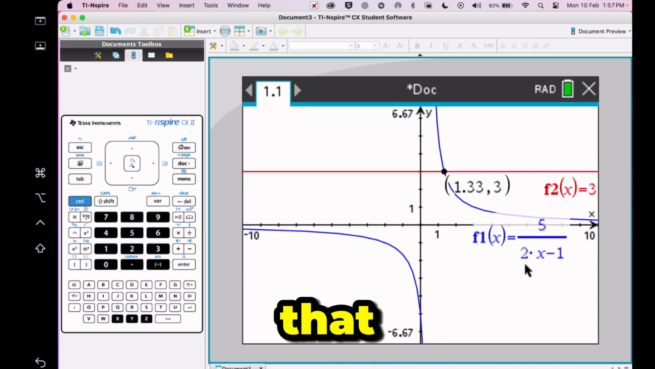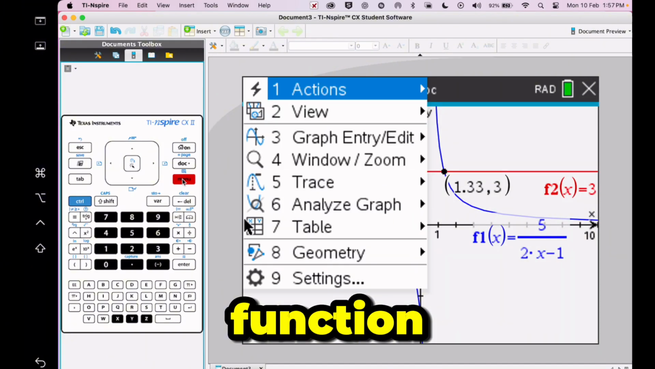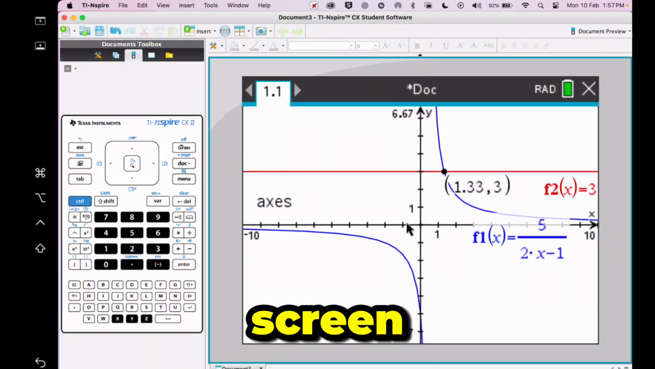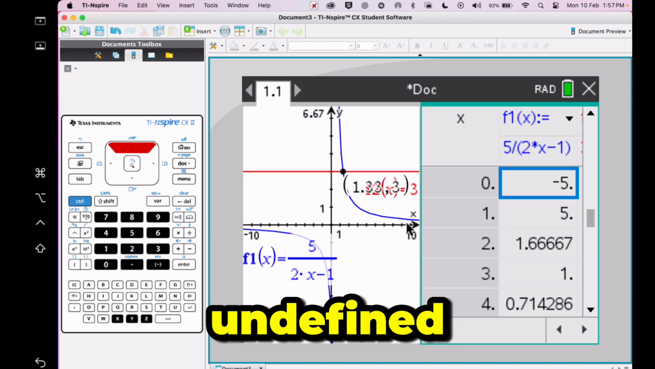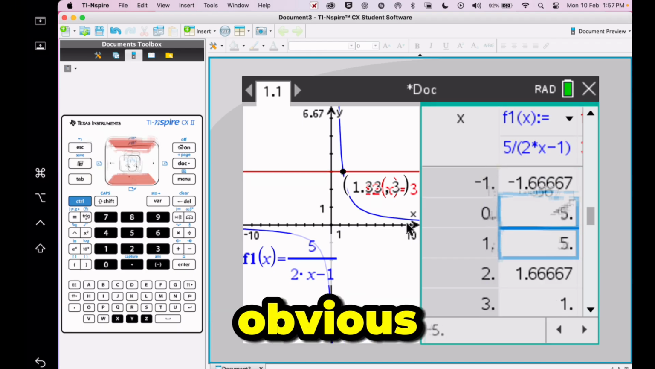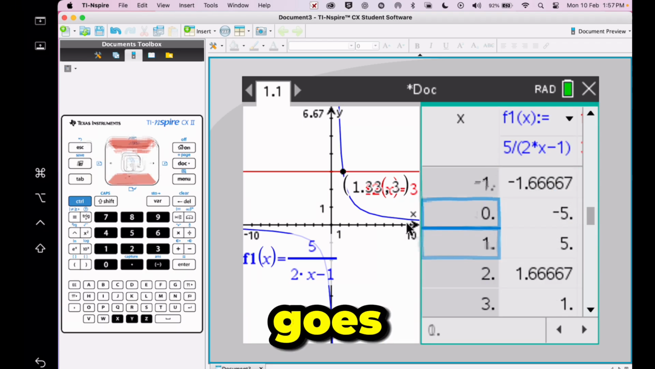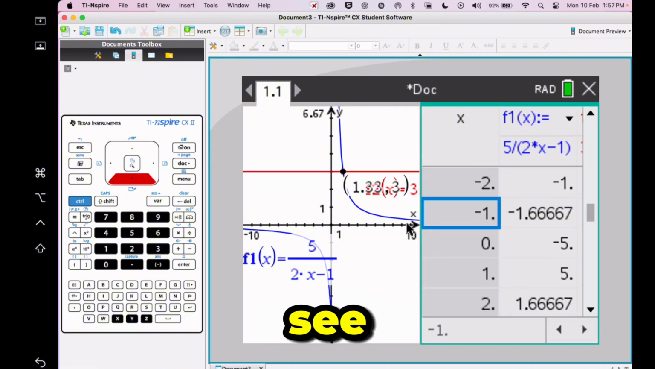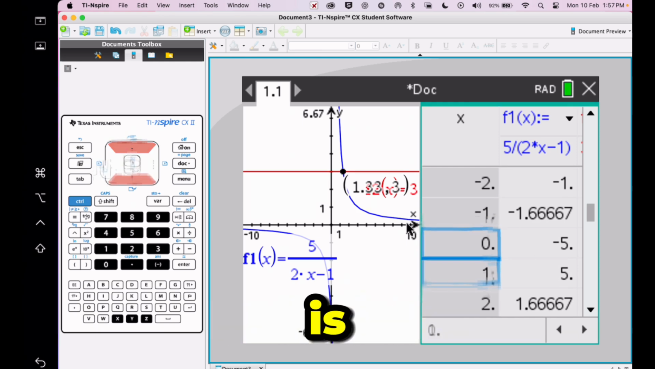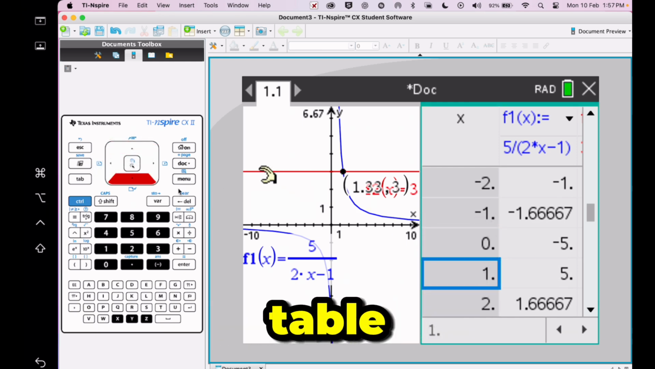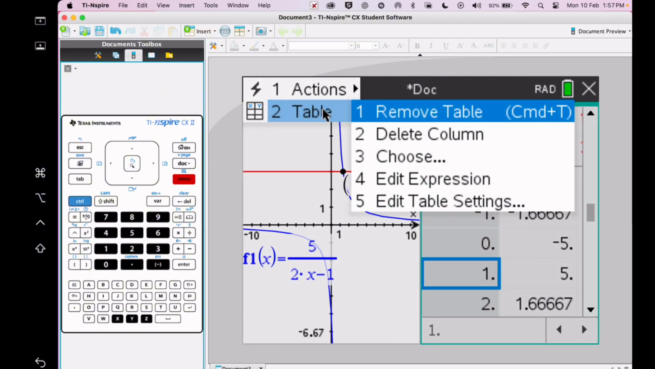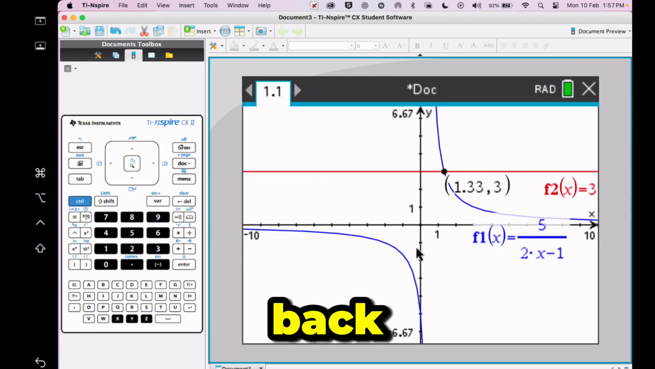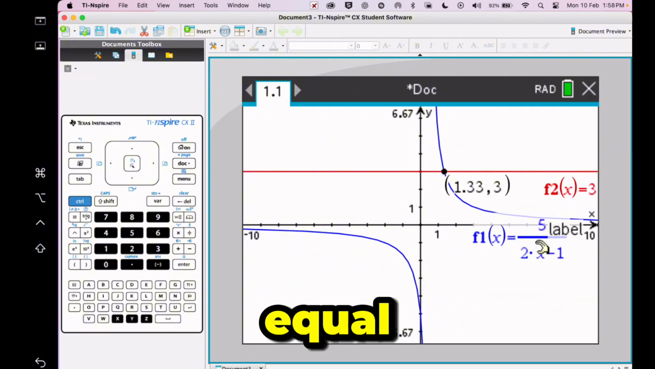Now, if you didn't know that, you can always bring up the table function. So menu, table, split screen table, and we're just looking for where the graph is undefined. It's not so obvious because this table goes only up in integers. That does cause us a problem, as we can't easily see where the graph is undefined if it is not an integer. So I'm just going to remove the table there. Menu, table, remove table. So I'm just going to go back to the idea that we need to figure out when the denominator of this graph is equal to 0.